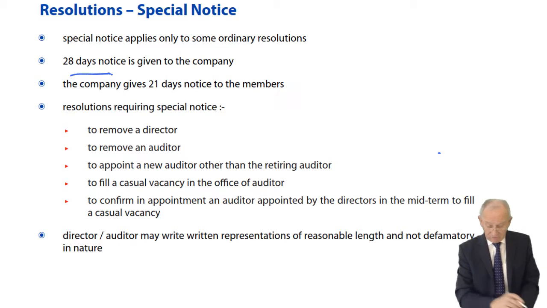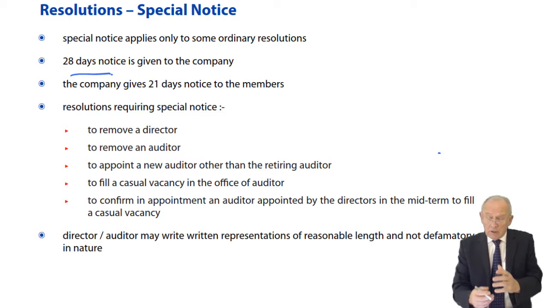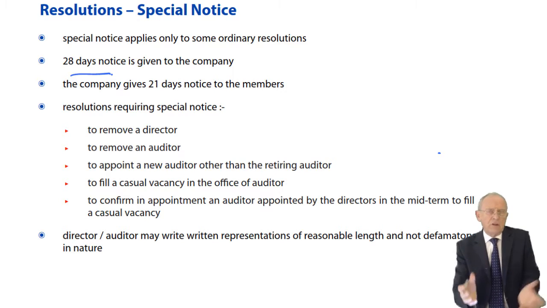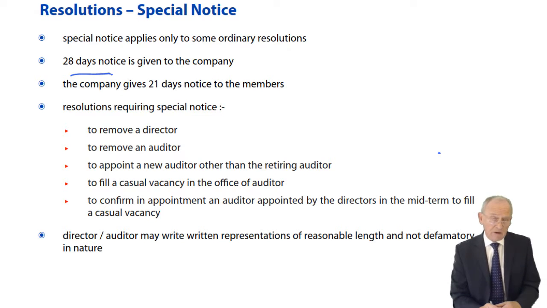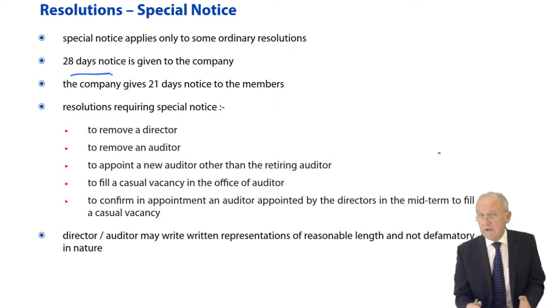28 days notice is given to the company. That's the bit that's special. It's a special notice period. Normally, notice is given to the members of 21 days of an annual general meeting. Of all the general meetings and all the resolutions only require 14 days. But in this one, the notice period is special. The resolution is ordinary, but the notice is special. 28 days notice is given to the company at the company's registered office.